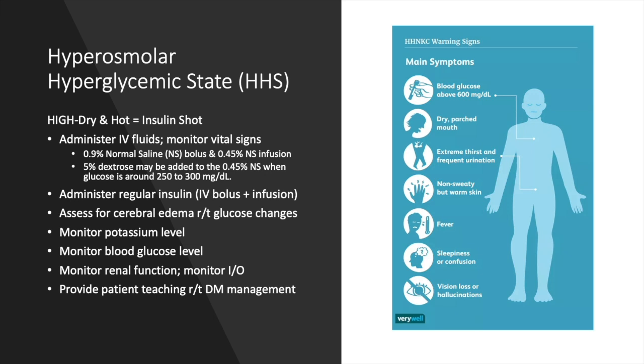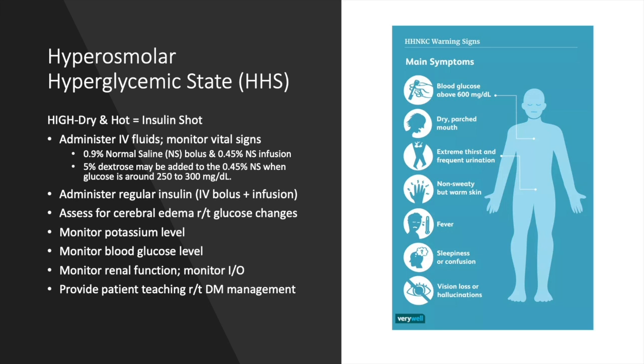Pretty similar to DKA, but distinguished because with HHS, you do not have acidosis. You do not have ketones in the blood. Very similar symptoms other than you don't have acidosis and ketones. So you're not going to have the compensatory Kussmaul respirations. You're not going to have the acetone smell to the breath, which is a sweet odor or sweet smell to the breath that is associated with DKA.